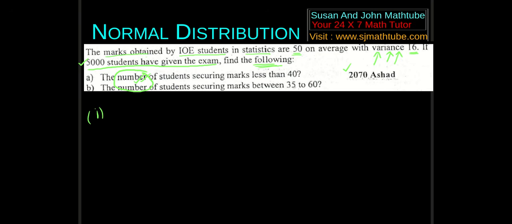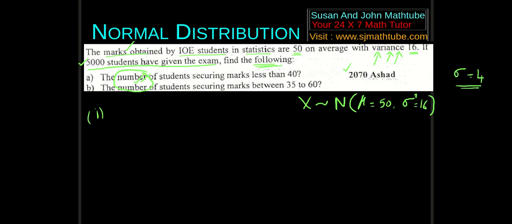So let's start. So how do you start? Let capital X be the continuous random variable associated with marks obtained by IOE students. It is given that capital X follows normal distribution with mu equal to 50 and sigma square equal to 16, because it's given variance equal to 16. So sigma will be equal to 4.